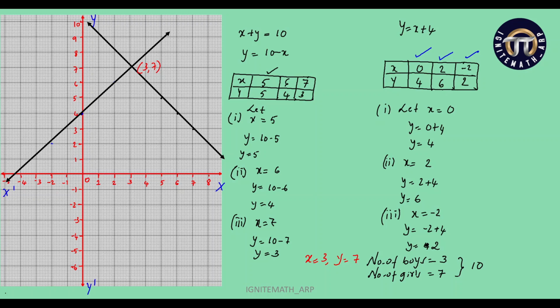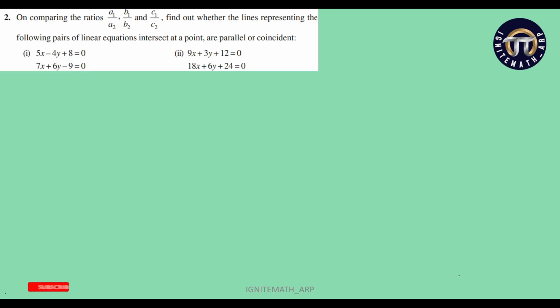Okay, so now let us proceed with the next question, children. The next question says that on comparing a1 by a2, b1 by b2, c1 by c2, find out whether the lines representing the pair of equations are intersecting at a point, or parallel, or coinciding. We already discussed the conditions. Now we are going to deal with the equations. It is 5x minus 4y plus 8 equal to 0, that is the first equation, and the second equation is 7x plus 6y minus 9 equal to 0.